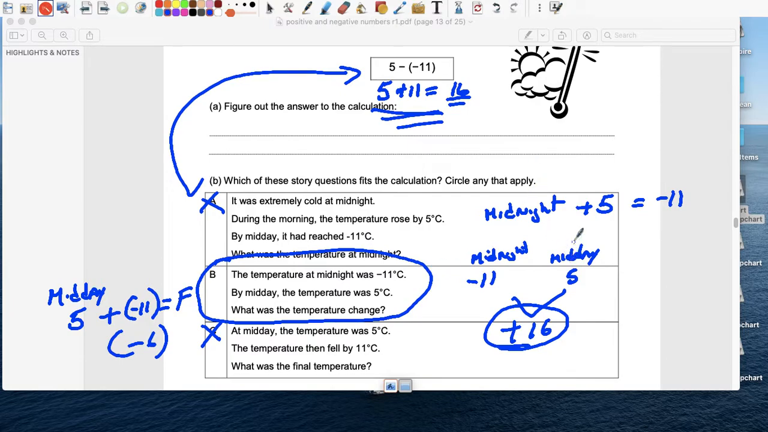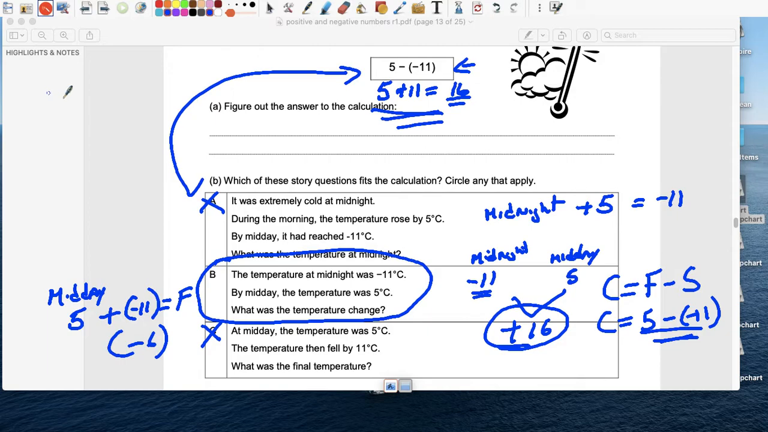So again, if we go by change, what was the change? Change is final minus start. So if you look back at the problem, we're looking for the change. What was the final temperature? The final temperature was 5 minus, and what was the starting temperature? Negative 11. So this matches that.